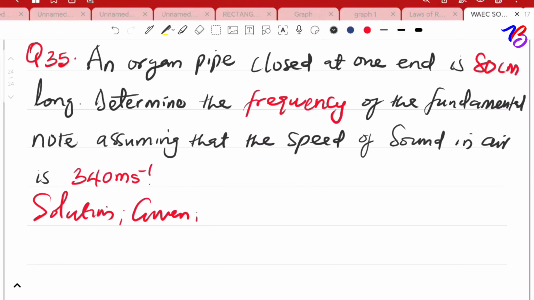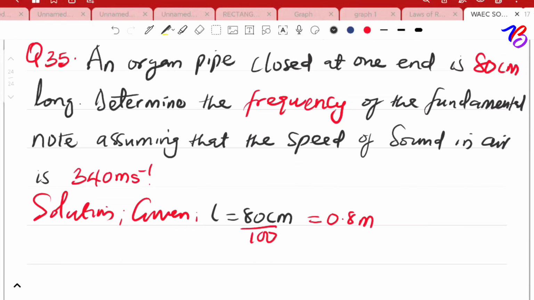The given data from these, the triune components. Number 1, our length is given to be 80 centimeters. But remember, we're going to convert it to meters. So let's do that now. In converting to meters, we say 80 divided by 100, which will give us 0.8 meters. Okay, that becomes our length.